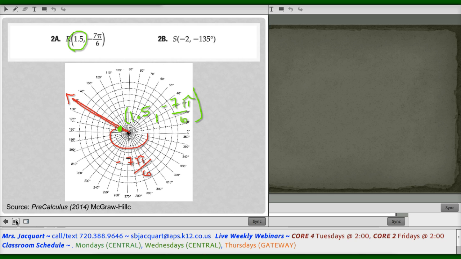That green was hard to see. So we're done with that one. Let's do our other one. Let's use green for the angle. So -135 is here.